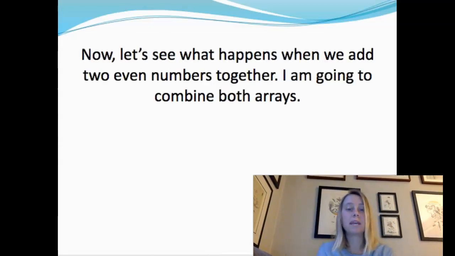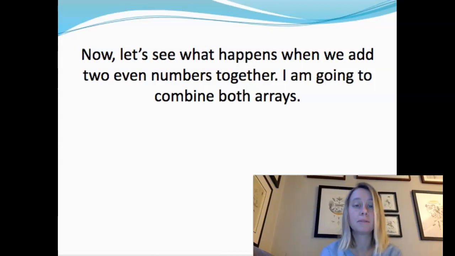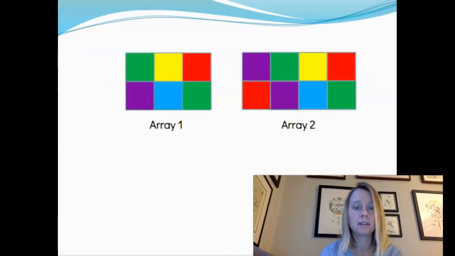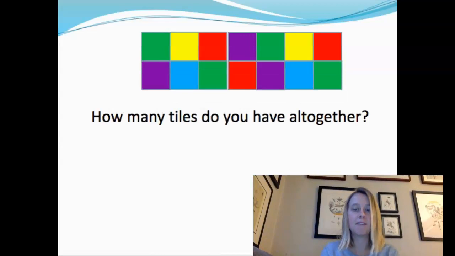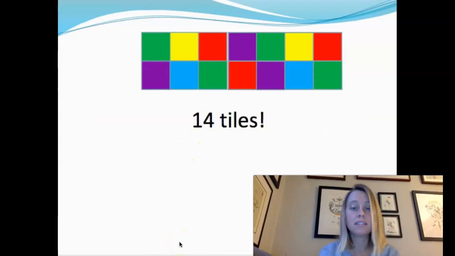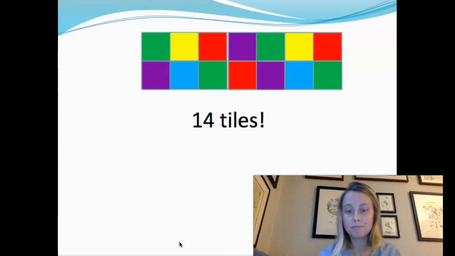Now let's see what happens when we add 2 even numbers. I'm going to combine both arrays. Remember, array 1 had 6 and array 2 had 8. 2 even numbers, we're going to see what kind of number we get when we combine them. Array 1, array 2. Put them together. How many tiles do we have all together? Let's count. 1, 2, 3, 4, 5, 6, 7, 8, 9, 10, 11, 12, 13, 14. We have 14 tiles.